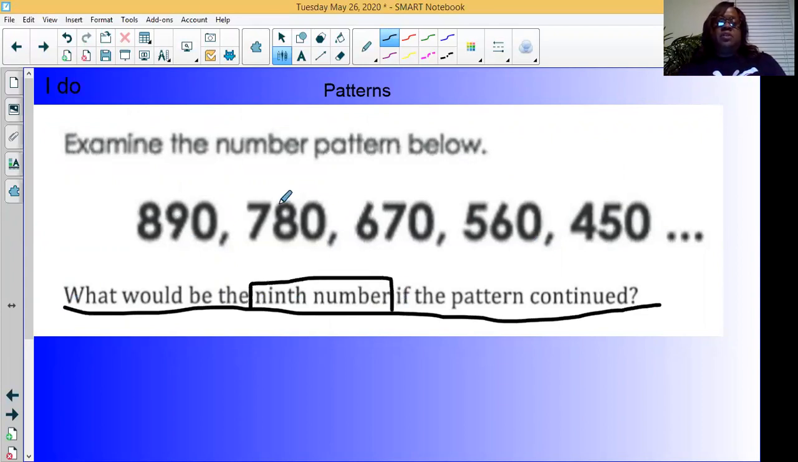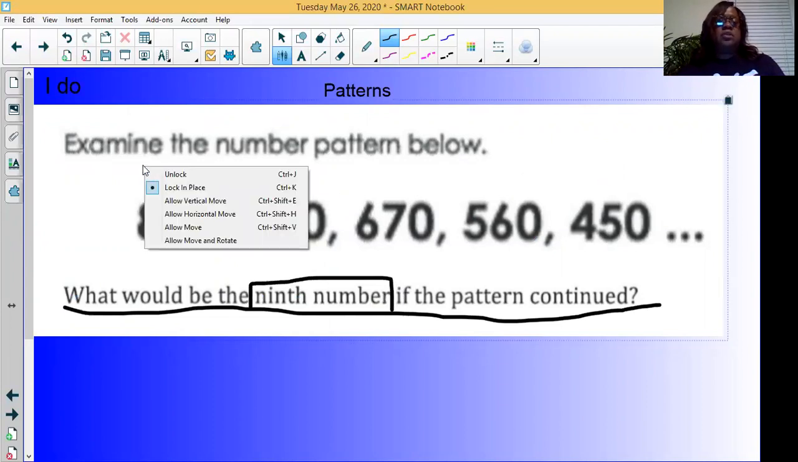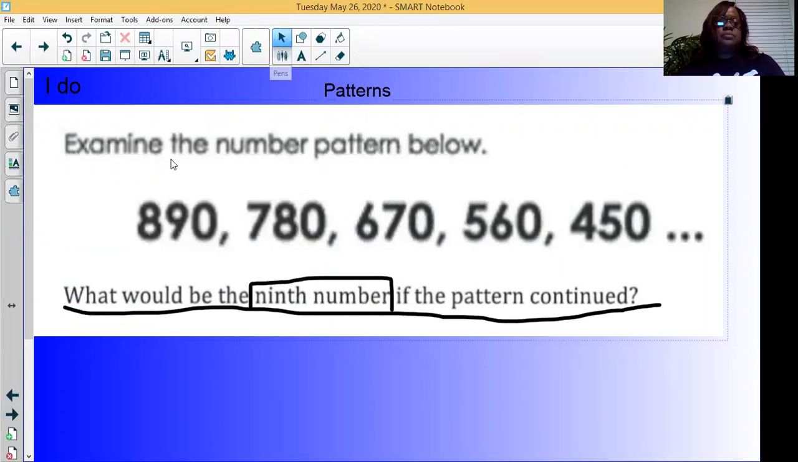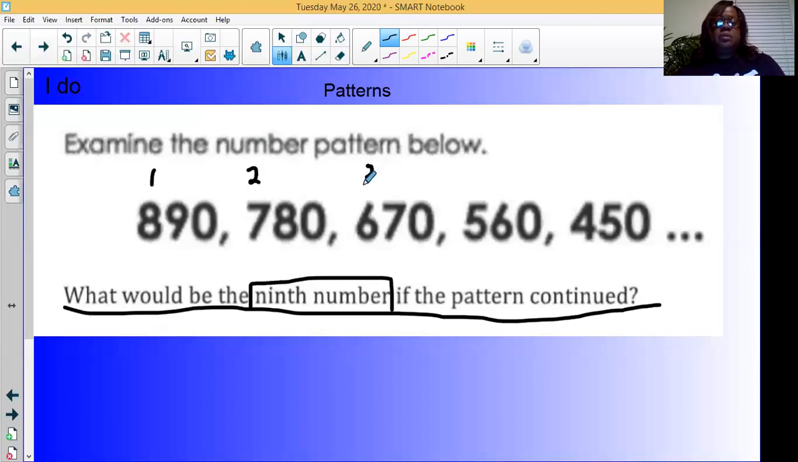They've given us 1, 2, 3, 4, 5 numbers, so let's number those numbers. This is number 1. This will be number 2. This will be number 3. Here's 4 here. And here's 5. And remember, we're looking for the 9th number, so we've got to figure out the 6th number, the 7th number, the 8th number, and finally the 9th number. Okay, so let me add a page.